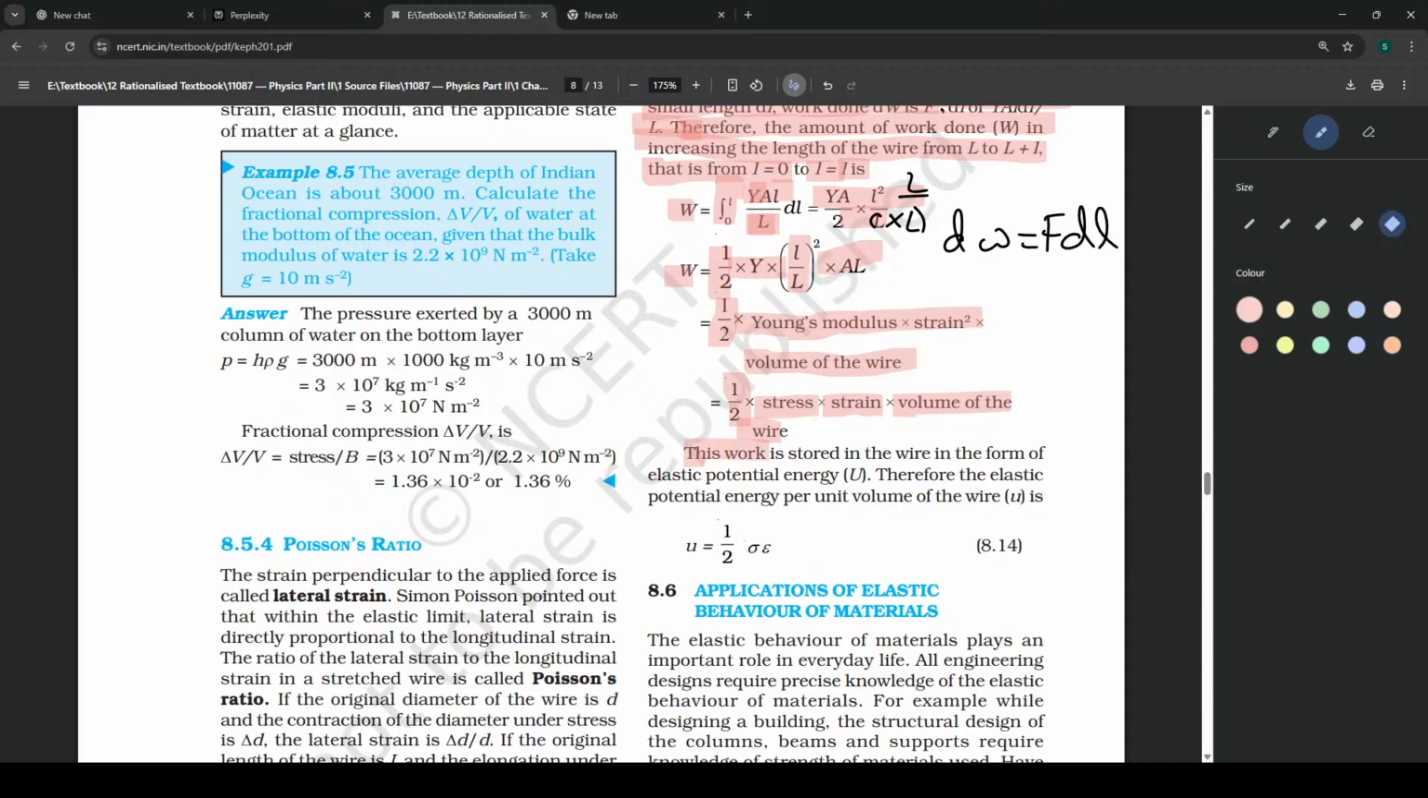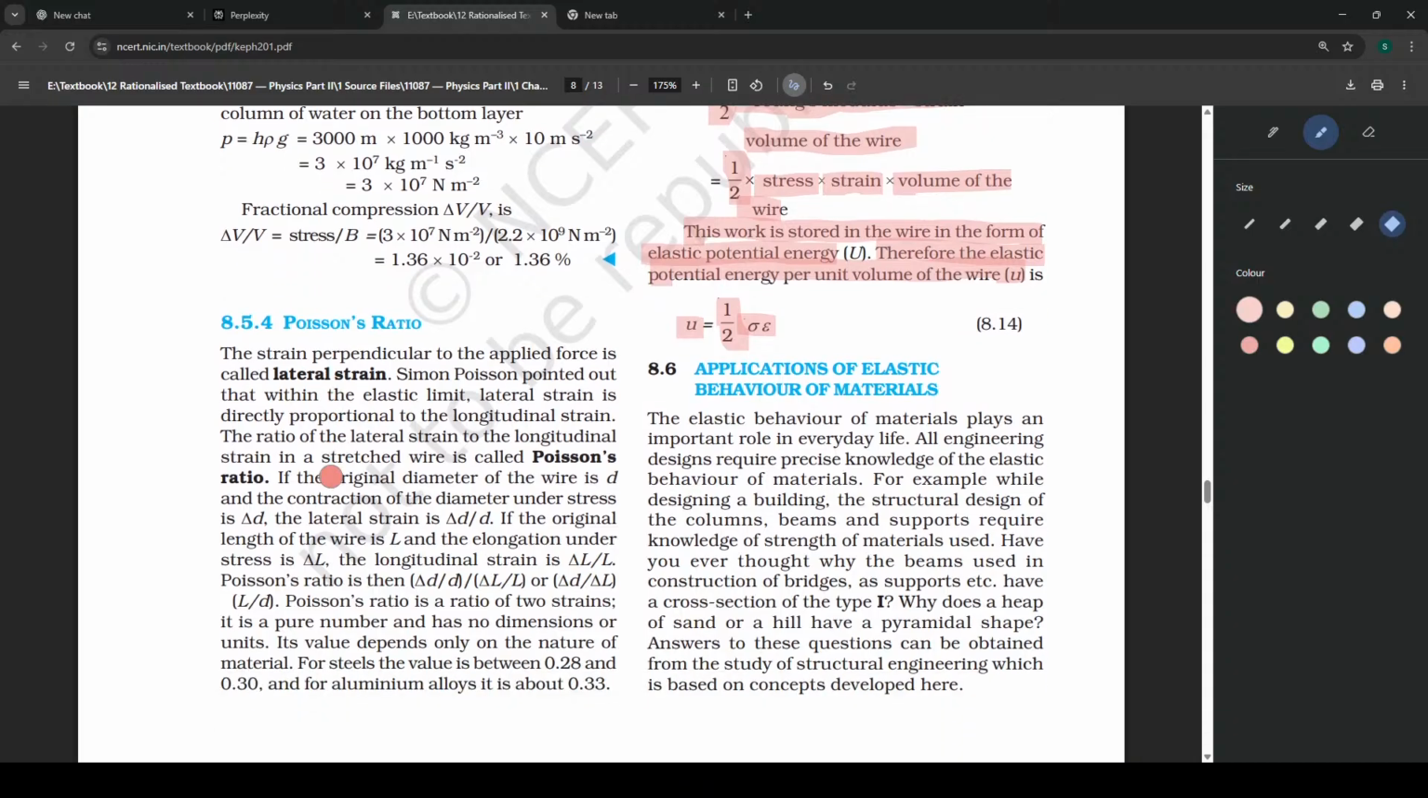The work is stored in the wire in the form of elastic potential energy only till the elastic region. Therefore, the elastic potential energy per unit volume of the wire, U, is half stress times strain, along with the volume of the wire. But here we consider it per unit volume of the wire, so we divide it by V, we will get half times sigma epsilon.